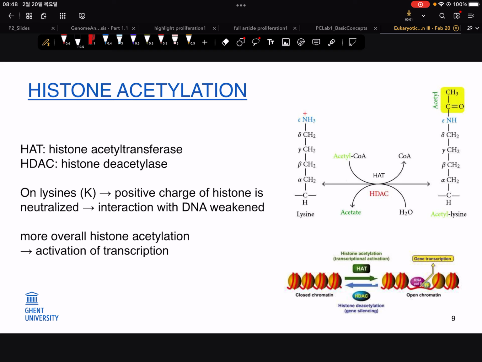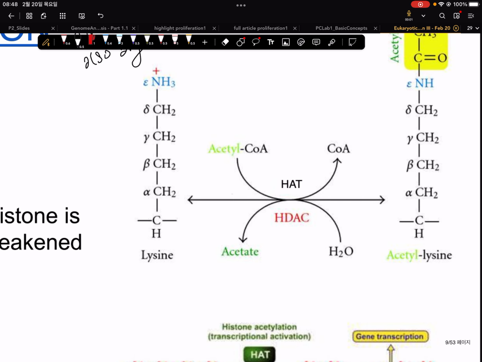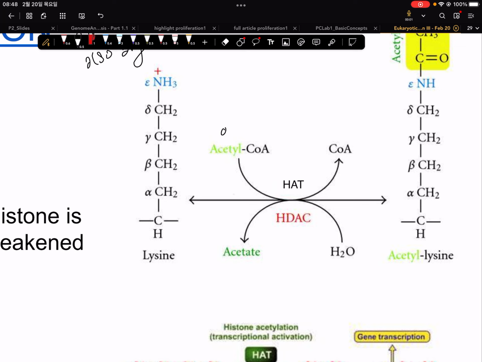So the first one is histone acetylation. Histone acetylation is typically happening on lysines. On lysines, in the N-terminus, some of the amino acids there are lysine, like at the 9th position, that is a lysine. But also, arginine can be acetylated. We will see some examples of that in the next slide. But lysine, when it is acetylated, you need, of course, an acetyl donor, and that's acetyl coenzyme A. And you need an enzyme to catalyze this reaction, that's histone acetyltransferase.